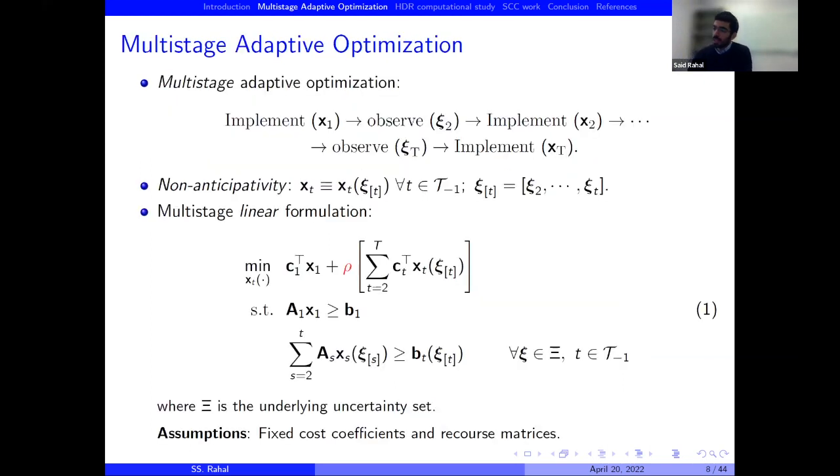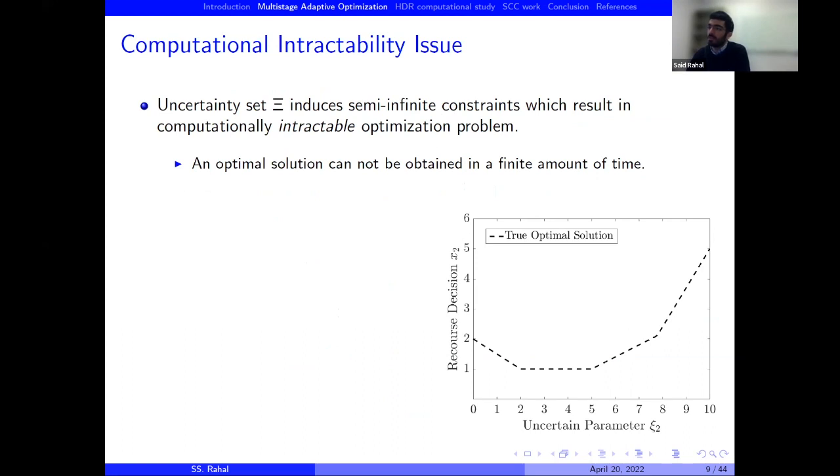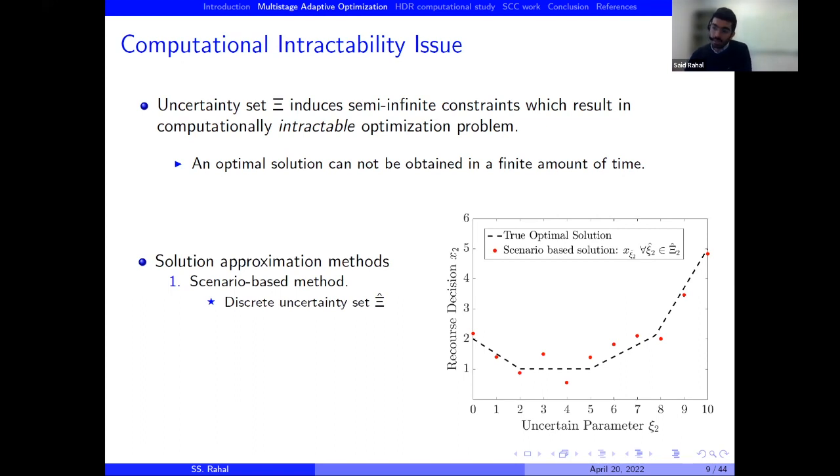Okay, so what's the issue with model 1? The presence of the uncertainty set generates what are known as semi-infinite constraints, because the set contains an infinite number of points. This infinite number of points will lead to an infinite number of constraints, which are computationally intractable. So the optimal solution of the policies cannot be obtained or recovered in a finite amount of time. So here, assume that the true solution is some kind of piecewise function. What is usually done in the literature is that they say, okay, fine, we approximate the uncertainty set using discrete scenarios, and we solve a scenario-based optimization.